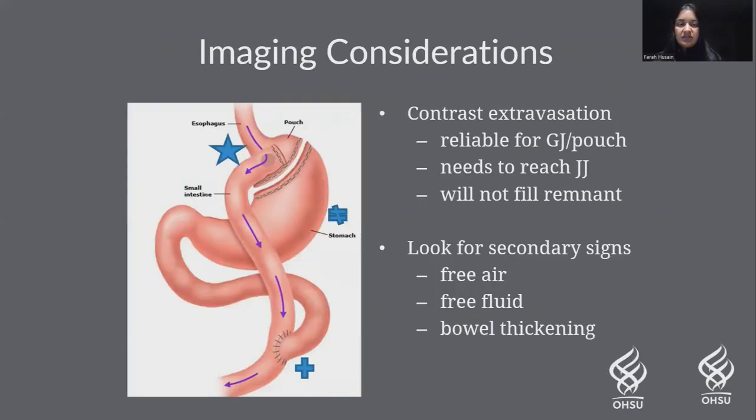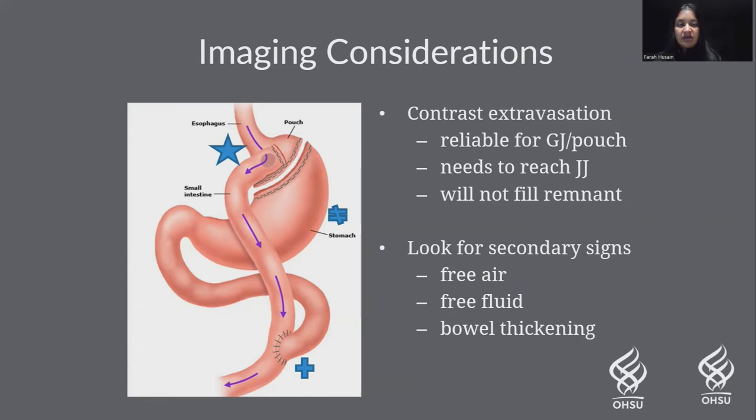Obviously, if you're doing imaging on these folks, contrast, again, can be very helpful for evaluating the pouch and the gastrojejunostomy. You need a very small amount of contrast to see this area well, and it's very reliable generally. The contrast needs to reach down to the jejunojejunostomy in order to see a defect or a problem there. But again, you don't need a large volume, and it will generally reach within a relatively quick time.